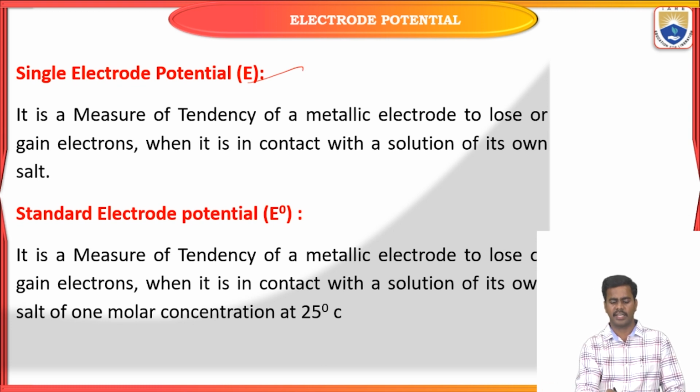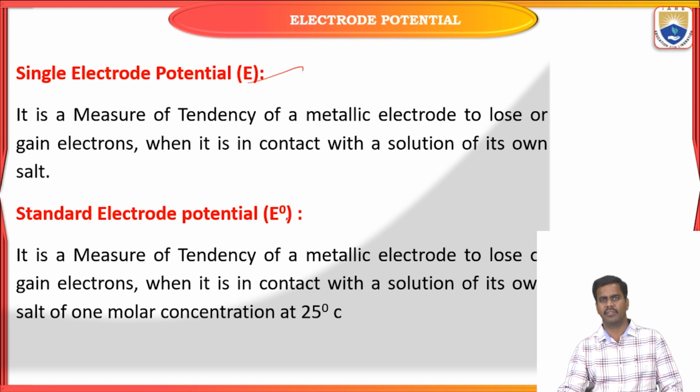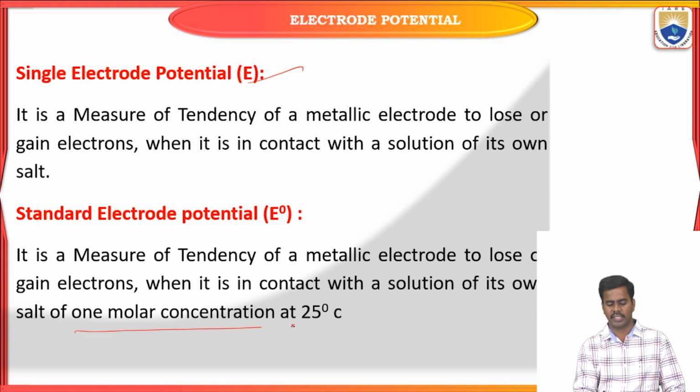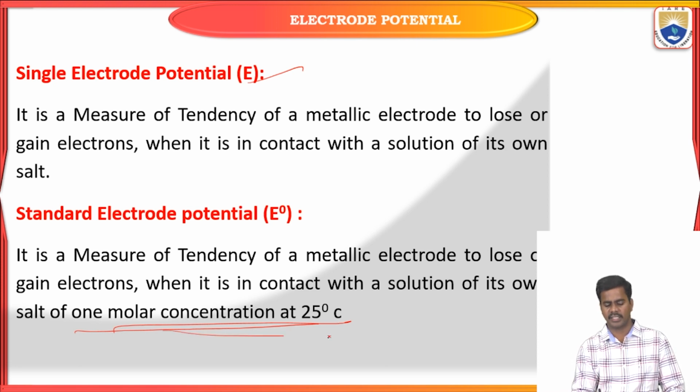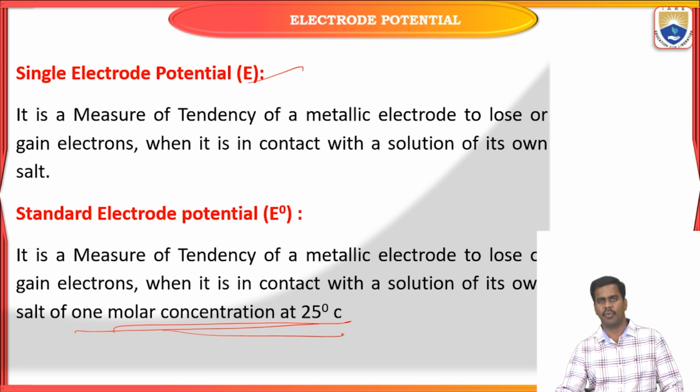Next, coming to the standard electrode potential. That is indicated with E0. This is nothing but a measure of the tendency of a metallic electrode to lose or gain electrons when it is in contact with a solution of its own salt at 1 molar concentration at 25 degrees centigrade. These are the standard conditions. So, the potential of an electrode at standard conditions is known as standard electrode potential.